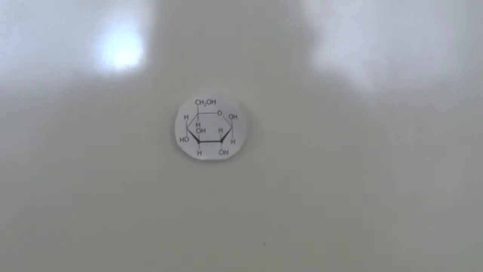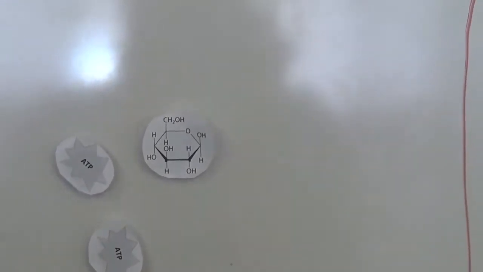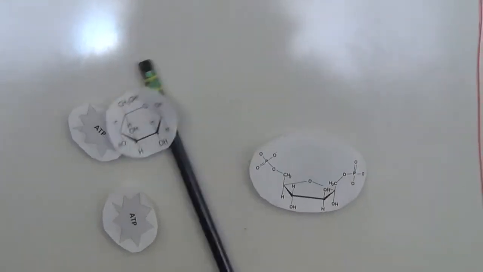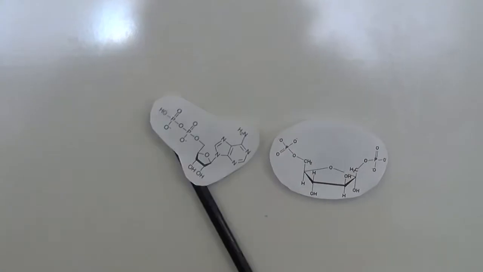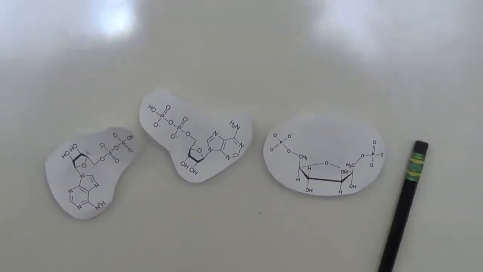Glycolysis starts off with glucose. 2 ATP are added, and it becomes a 6-carbon diphosphate sugar. 2 ADP come out of this reaction. With the help of the enzyme isomerase, it becomes 2 3-carbon isomers.